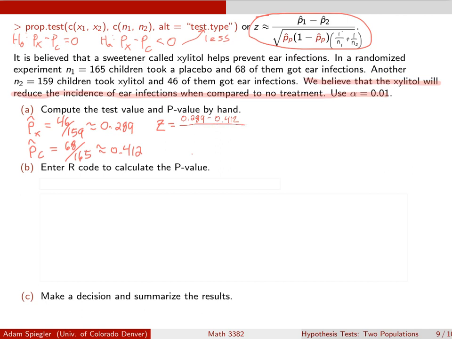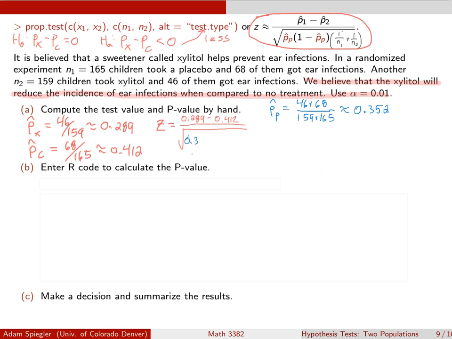And then we're going to divide this by the approximate standard error. We need to calculate the pooled proportion to do this, this p hat p value. To calculate this pooled proportion, altogether we had 46 plus 68 children in our study that got an ear infection, out of the total number of people, which if we combine them together was 159 plus 165. That pooled proportion, as you would expect, is going to be somewhere in the middle between our treatment and control group. So that's what we're going to use when we calculate this standard error.